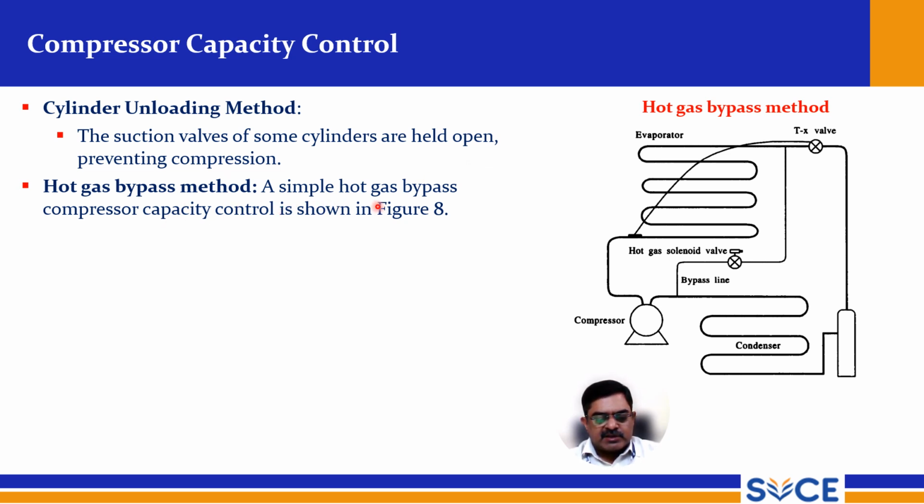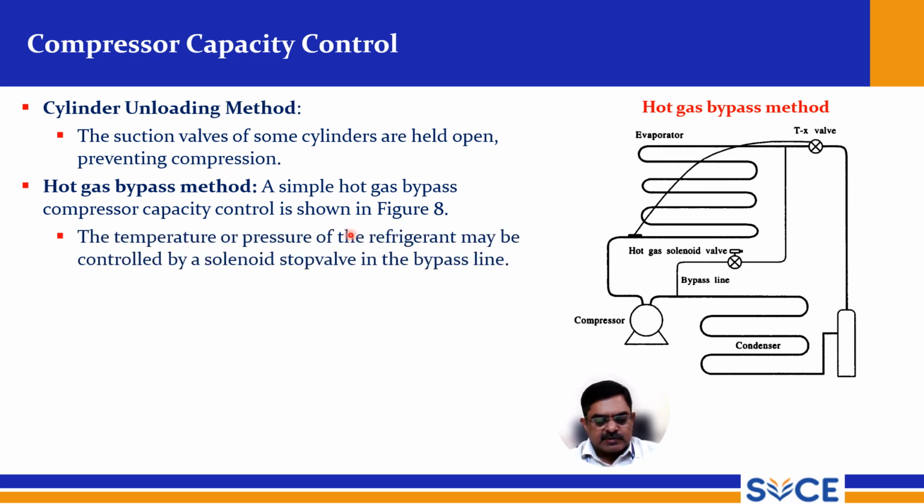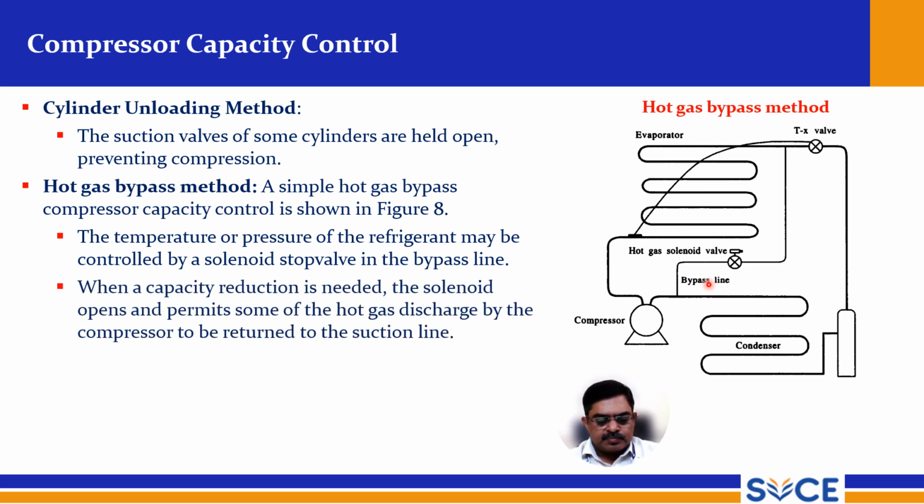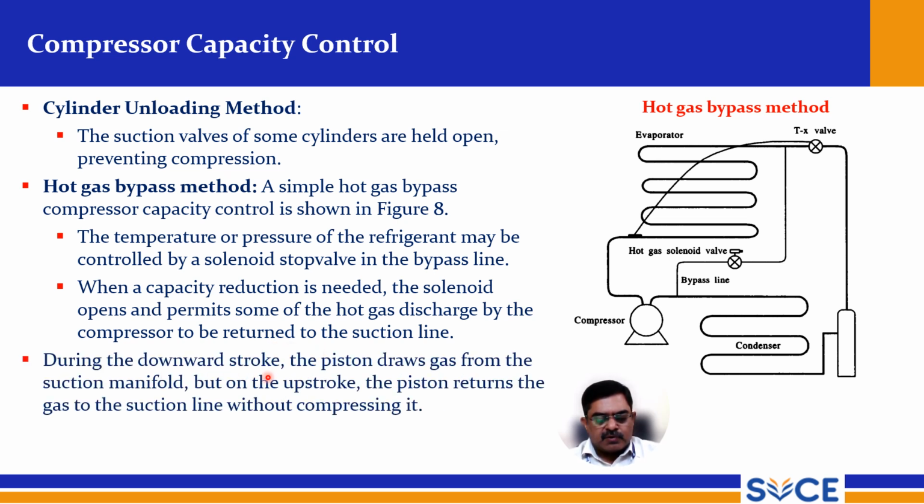Hot gas bypass method: a simple hot gas bypass compressor capacity control is shown in this figure, and the temperature or pressure of the refrigerant may be controlled by a solenoid stop valve in the bypass line. So this is the solenoid valve, and it acts like a stop valve also. When a capacity reduction is needed, the solenoid opens and permits some of the hot gas discharged by the compressor to be returned to the suction line. During the downward stroke, the piston draws gas from the suction manifold, but on the upstroke, the piston returns the gas to the suction line without compressing it.